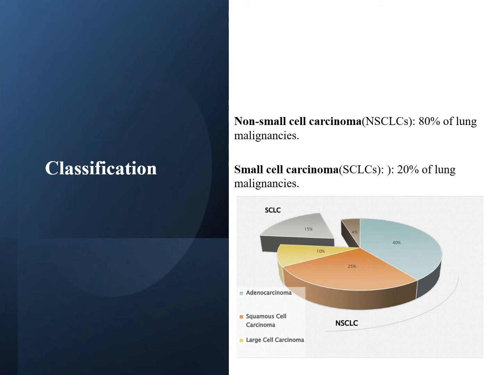As you can see in this figure, there are three types: squamous cell carcinoma, adenocarcinoma, and large cell carcinoma. And the second type, which accounts for about 20% of lung malignancies, is called small cell carcinoma. It is usually metastatic and responds to radiation and chemotherapy.